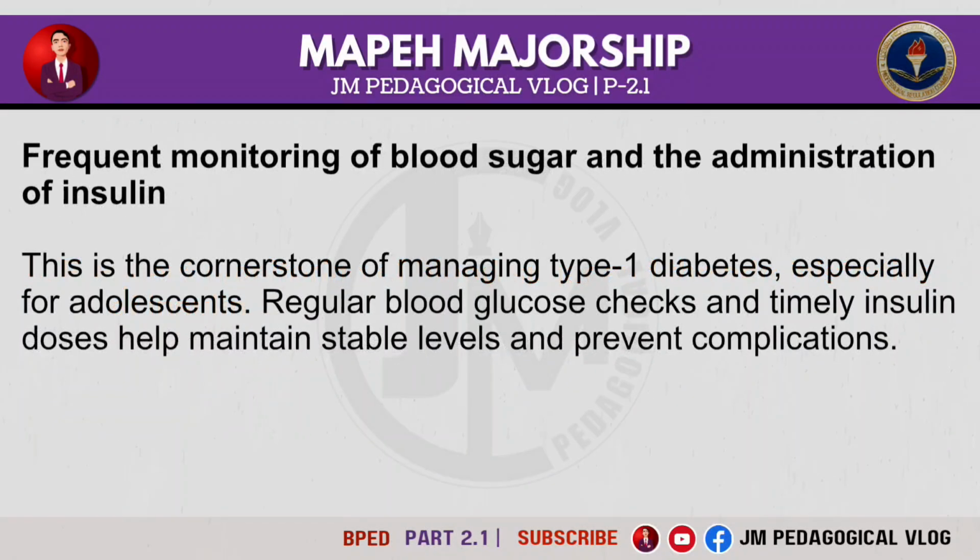Frequent monitoring of blood sugar and the administration of insulin. This is the cornerstone of managing type 1 diabetes, especially for adolescents. Regular blood glucose checks and timely insulin doses help maintain stable levels and prevent complications.